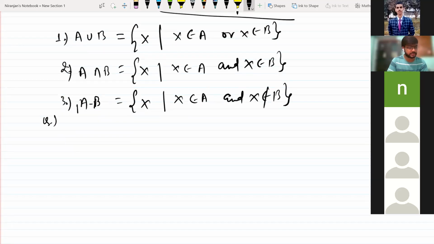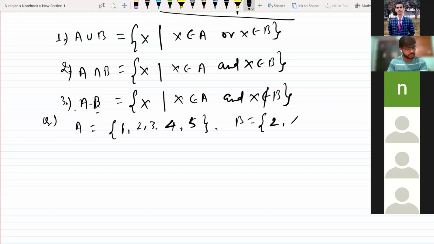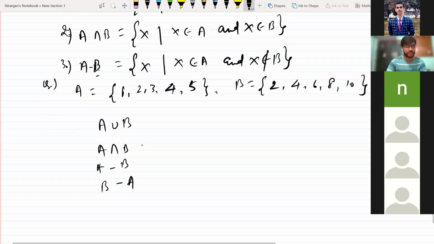I have a question: A is equal to 1, 2, 3, 4, and 5, B equal to 2, 4, 6, 8, and 10. You need to tell me A union B, A intersection B, A minus B, and B minus A. I'm sure this is pretty easy. Do it as your homework, this one too. And you can discuss in the WhatsApp group.